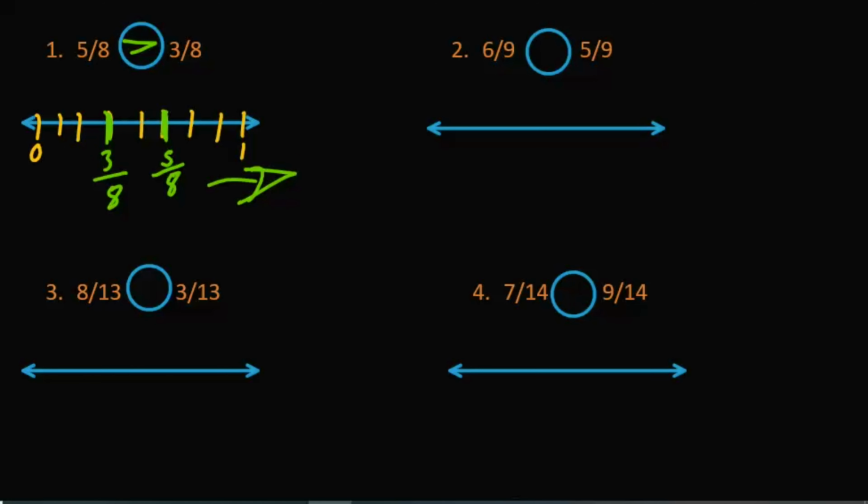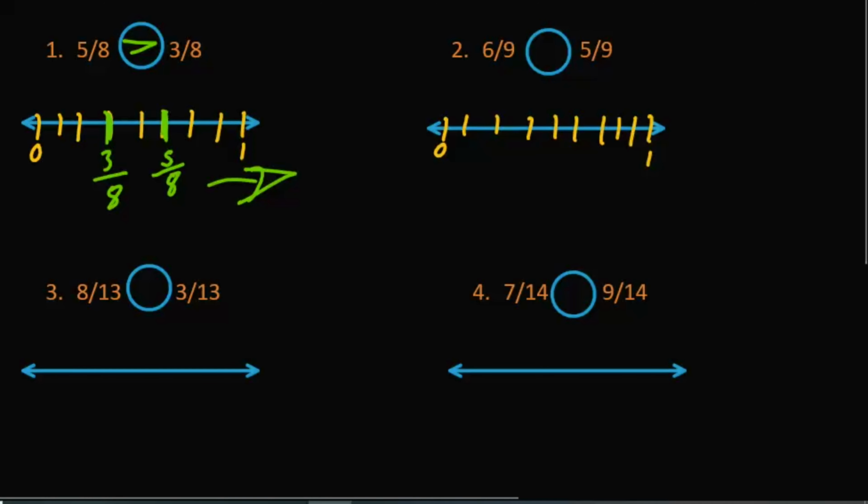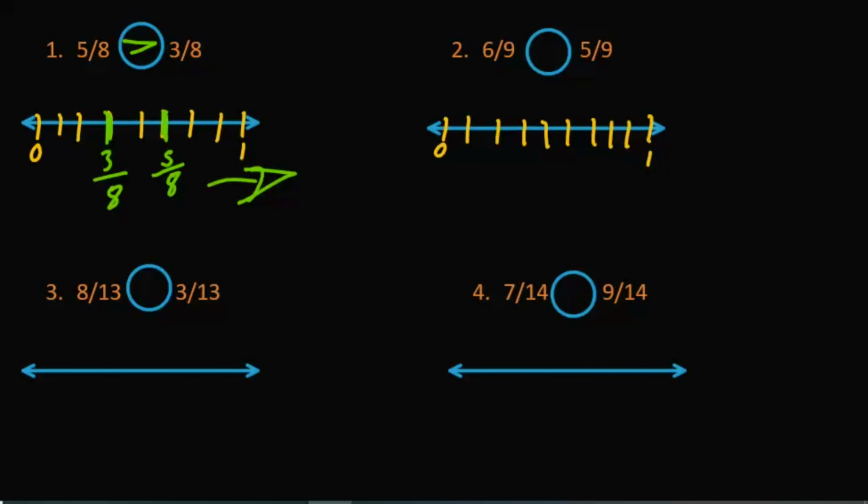It says which one's greater, 6/9 or 5/9? So let's do this again. So this would be 0, and this would be 1. So 1, 2, 3, 4, 5, 6, 7, 8, right? Wait, let's actually fix this and make it more equal. Okay, so I made it a bit more equivalent, which is much more clear. It's better to understand fractions. So let's plot down where 5/9 is and 6/9 is.